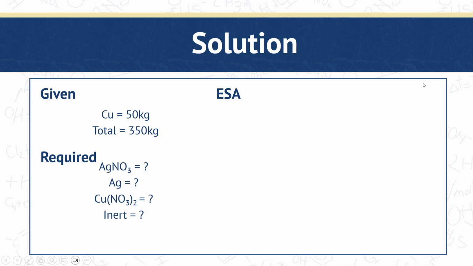As for our solution, we see here that we are given both the mass of copper as well as the total mass that is present within the entire system. And we need to find the mass of silver nitrate, silver, copper nitrate, and the inert material.